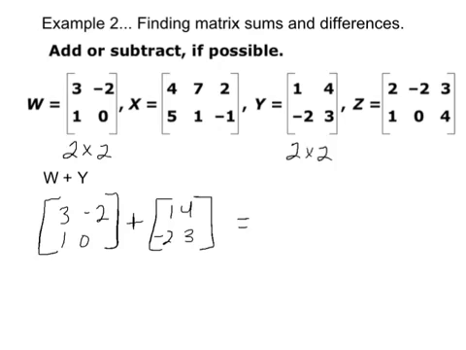3 plus 1 is 4. Negative 2 plus 4 is 2. 1 plus negative 2 is negative 1. And I'm putting them in the exact same location or address. 0 plus 3 is 3. And I have my new answer.